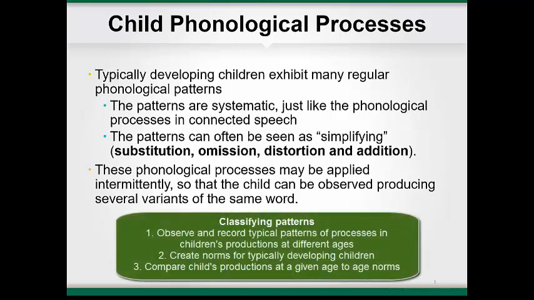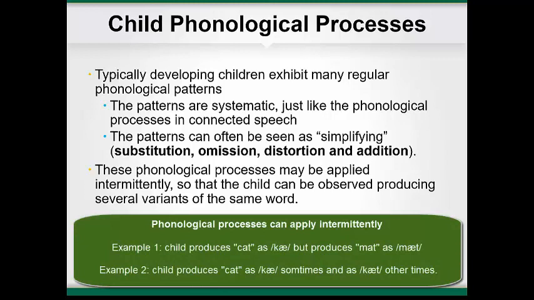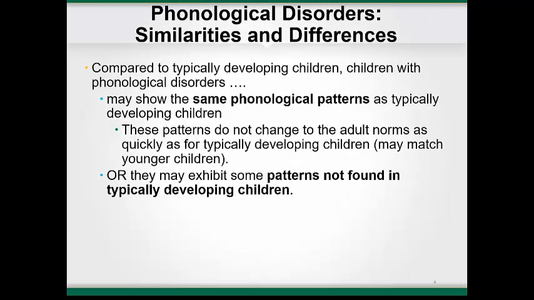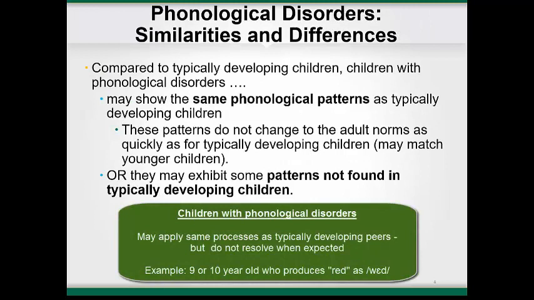Also, because the acquisition of speech sounds tends to follow a certain sequence, we can predict patterns of phonological processes and compile normative data so that children's speech patterns may be compared to those of typically developing children of the same age, their phonological peers. Finally, many of these processes may apply intermittently, so that a child may produce several variants of the same sound in different contexts, or even several different variants of the same word. So it's important for speech-language pathologists to offer several opportunities for a child to produce a target sound in a variety of contexts.